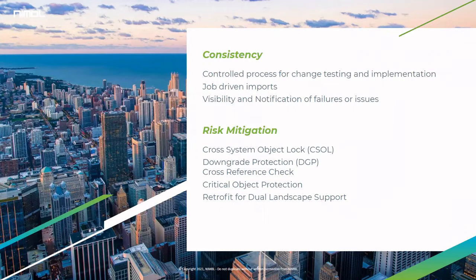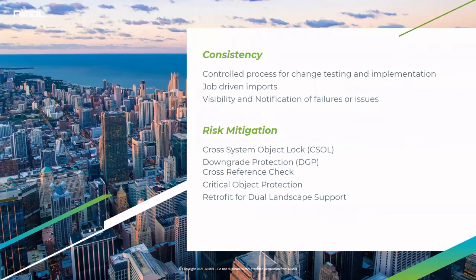So how do we maintain consistency across our landscapes? We know that we need to make changes to our environments, but we want to have a controlled process for that. We want to track the changes from start to finish, and we need to have a predefined strategy for getting those changes implemented and tested. CHARM provides us with job-controlled imports to our QA, to our pre-prod, to our production environments, so that we are no longer relying on an individual to trigger these imports to production, so that you don't have a cause for user error.